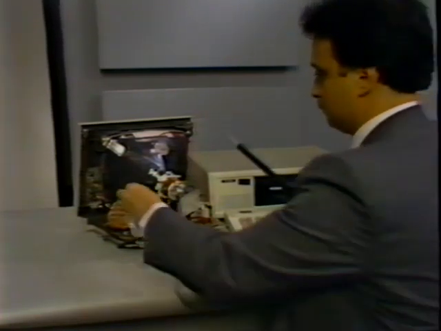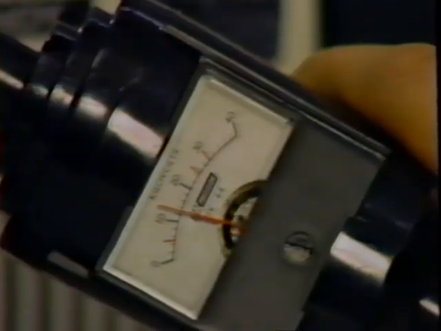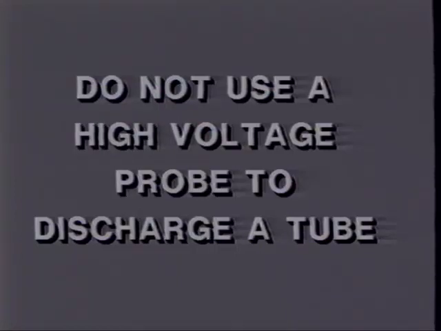Secure the probe's ground lead to a good chassis ground point. Insert the tip of the probe under the cap on the anode lead. For safety, use only one hand. Read the voltage off the kilovolt scale on the body of the probe. A high-voltage probe has only one purpose, that is, measuring the anode voltage of a CRT. Do not attempt to use it to discharge a tube.